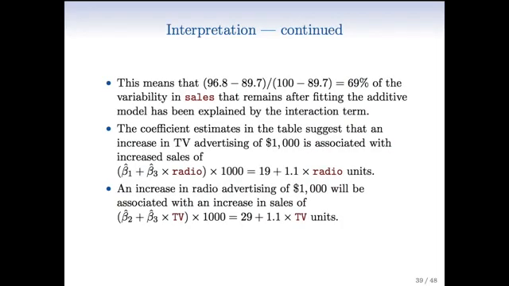Another way of interpreting this is that 69% of the variability in sales that remains after fitting the additive model has been explained by the interaction term. Because we went from 89.7 to 96.8, and if we think of that in terms of the fraction of unexplained variance, that's 69% of the unexplained variance.